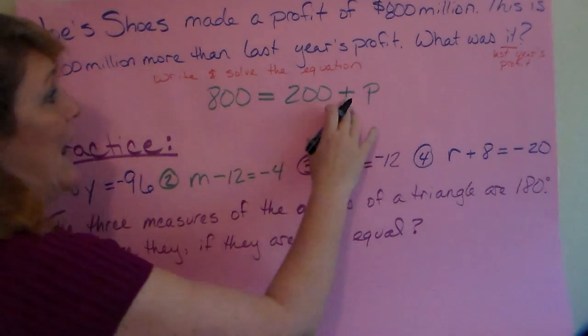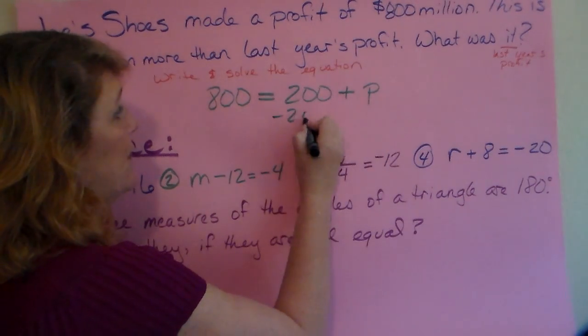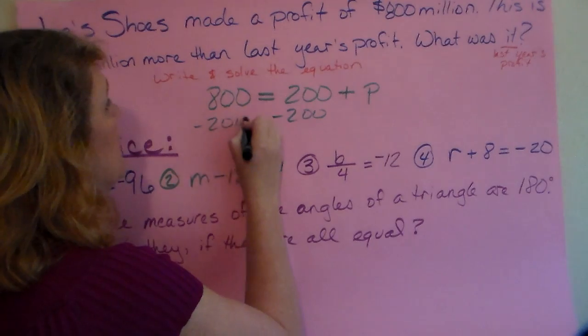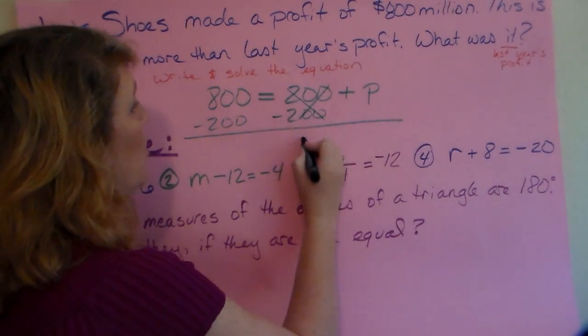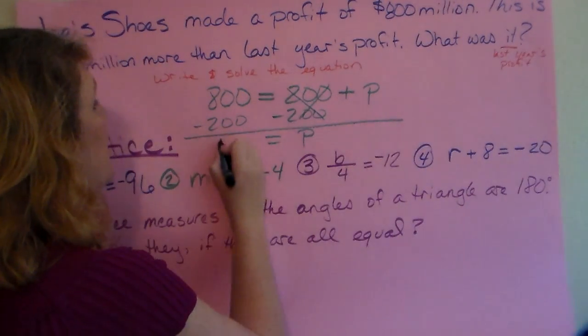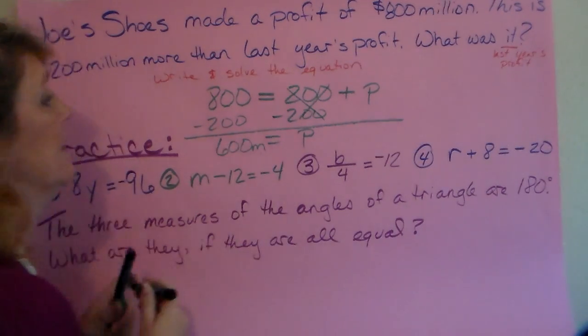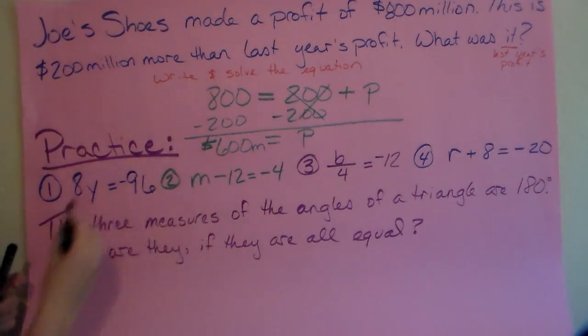Now, I've got 200 added to my variable. I'm going to subtract 200 from both sides. That's going to go away, and our profit last year was $600 million. There we go.